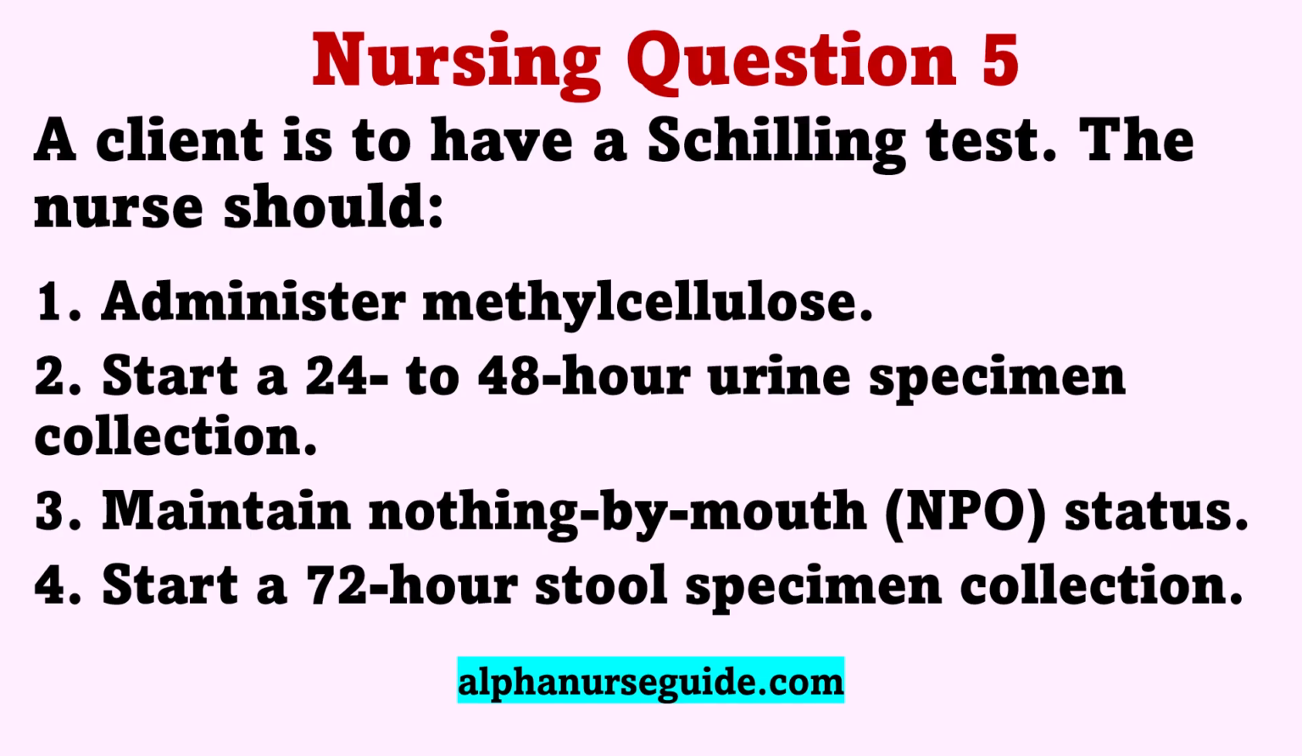A client is to have a Schilling test. The nurse should 1. Administer methylcellulose. 2. Start a 24 to 48-hour urine specimen collection. 3. Maintain nothing by mouth status. 4. Start a 72-hour stool specimen collection.